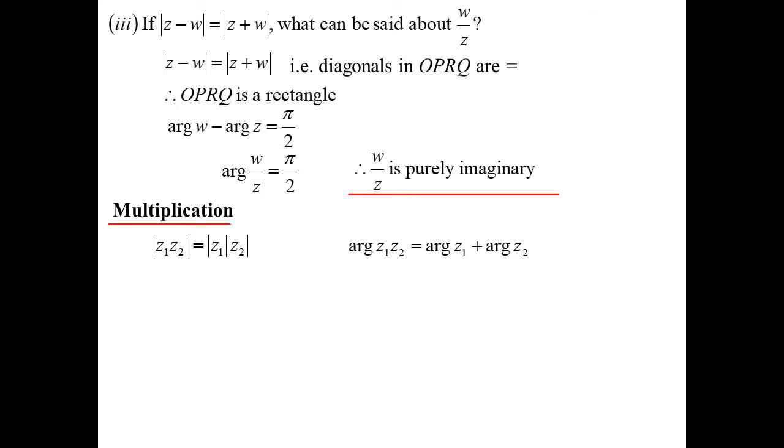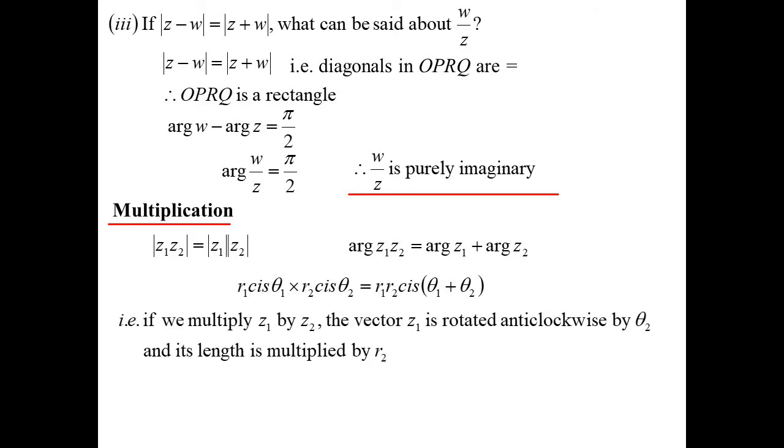So if I want to multiply two complex numbers together geometrically, what does this mean? Well, let's write it out. R1 cis theta 1 times R2 cis theta 2 ended up being R1 R2 cis theta 1 plus theta 2. So if we multiply z1 by z2, what's happening to the vector? Well, we've added on the angle theta 2, so we've rotated it theta 2, and that would be in an anti-clockwise direction. And the length of it has been multiplied by whatever the length of R2 was, whatever that is.